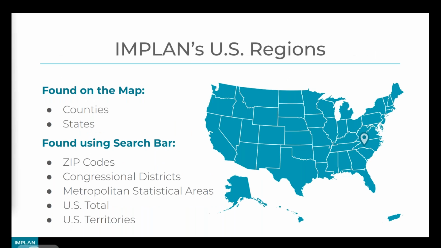Thinking first about IMPLAN's US data, we have several different region types that can be found within our US data products. So we have zip codes, congressional districts, counties, metropolitan statistical areas or MSAs, states, and the US total, as well as territories, all of which can be found from our map view, list view, or the search bar within IMPLAN when you're working with that US data.